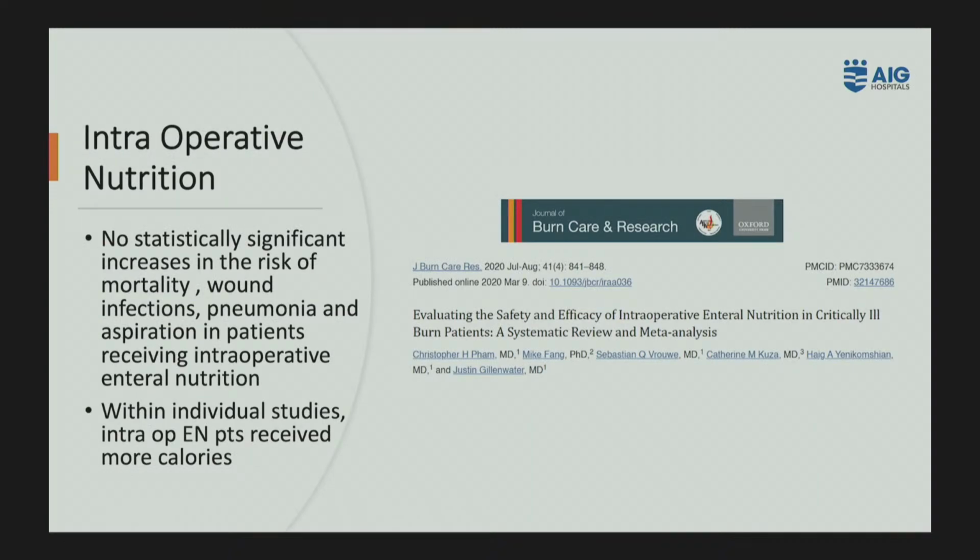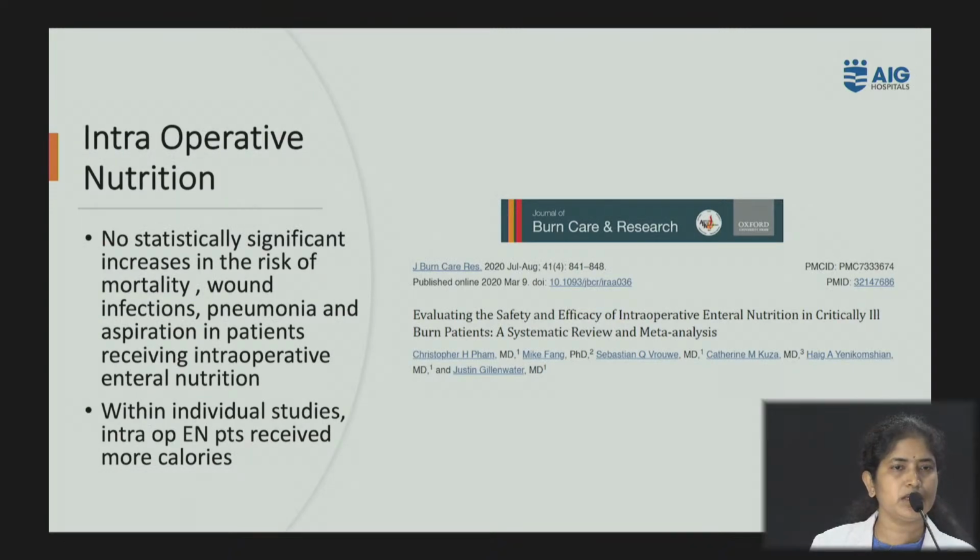So coming to the intra-op part, whether to continue the nutrition intraoperatively or not is still a challenging arena, and many studies have been happening, but nothing conclusive has emerged. But there is one study that caught my eye. It was studied in critically ill burn patients, and as you all know, burns are a hypermetabolic state. And they evaluated the safety and efficacy of intraoperative enteral nutrition.